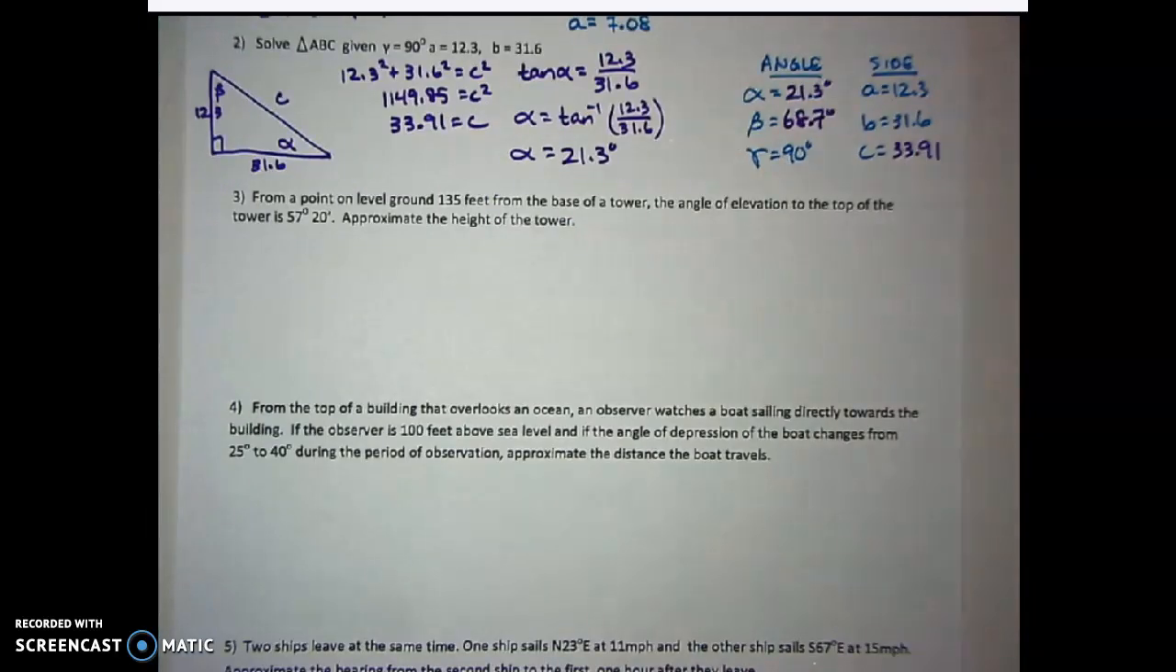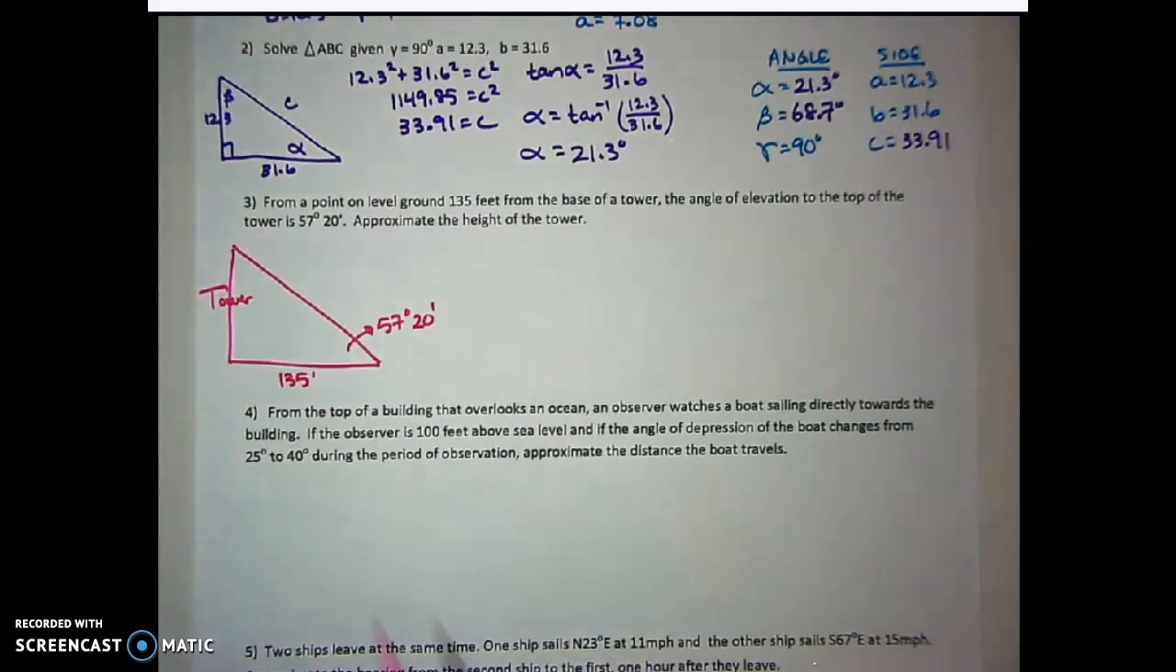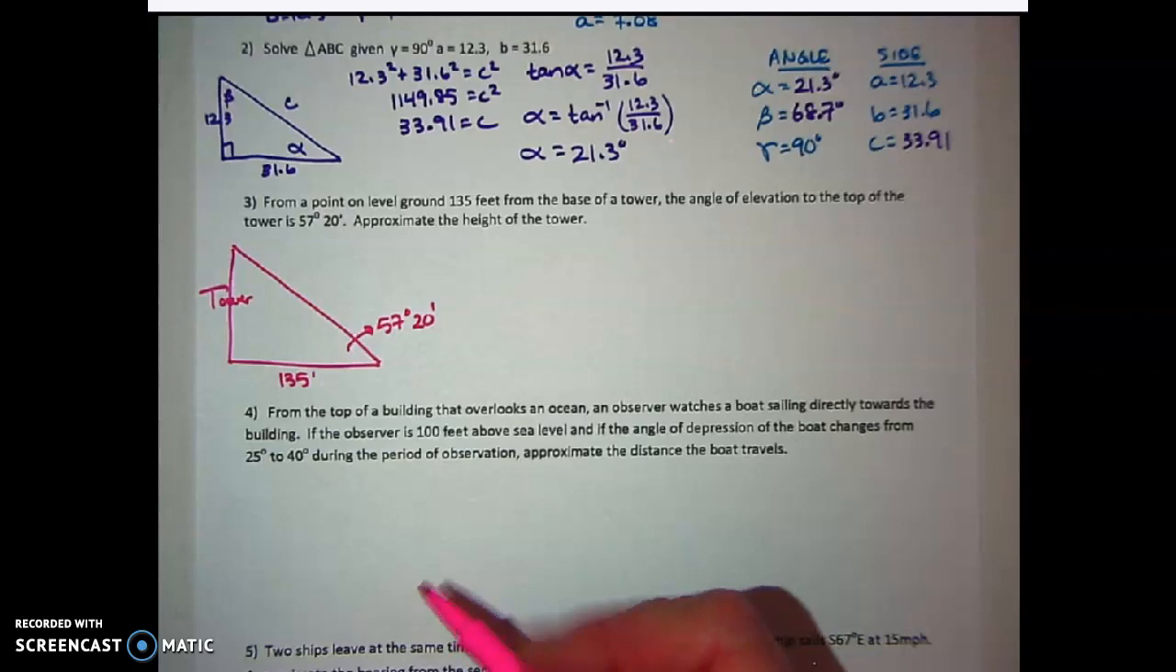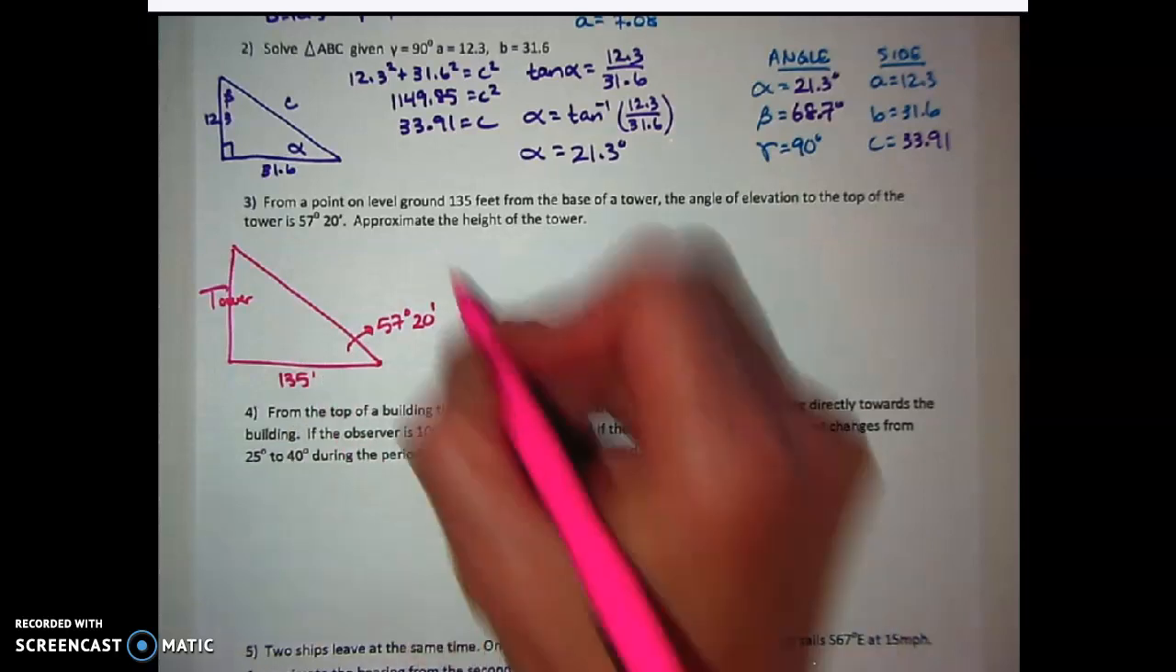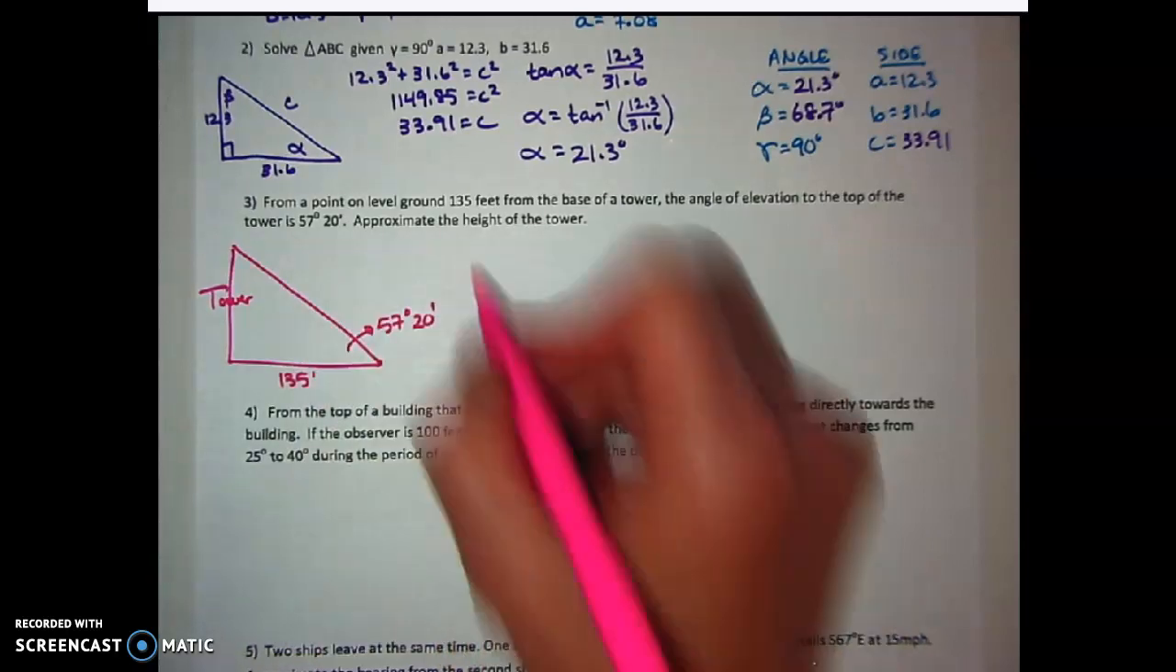Problem number 3. From a point on level ground 130 feet away from the base of a tower, the angle of elevation to the top of the tower is 57 degrees 20 minutes. Approximate the height of the tower. Again, first thing we need to do is draw a triangle. With my triangle labeled, I need to find the height of my tower. So again, I don't really care how far it is from the ground to the top of the tower. I'm given or need to find using the tangent.